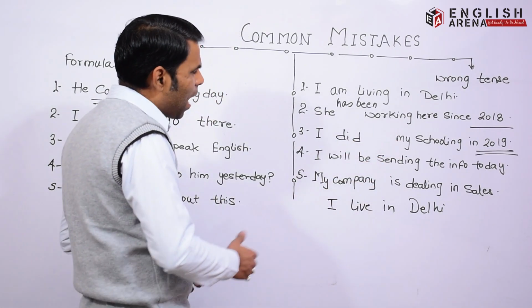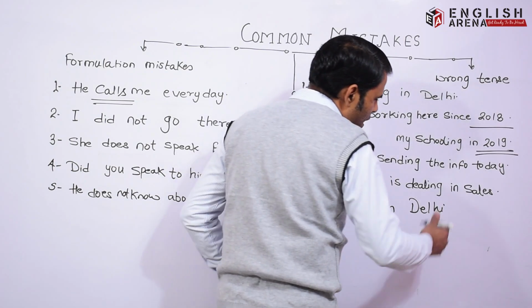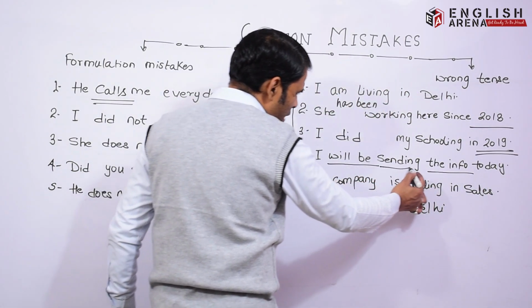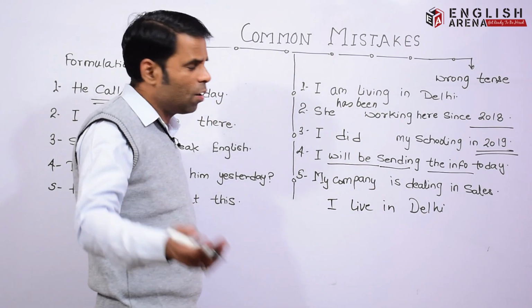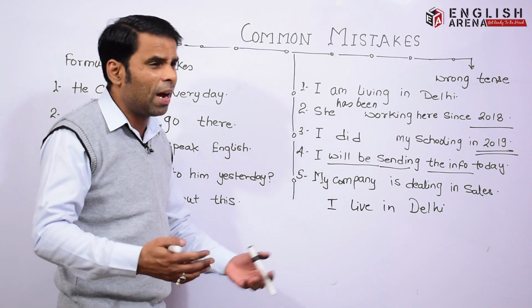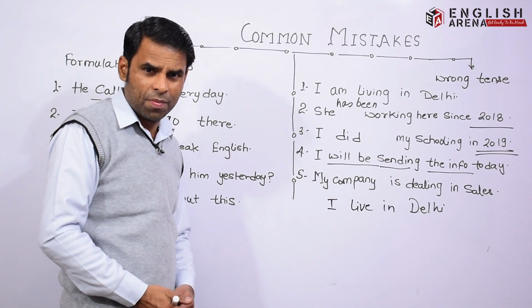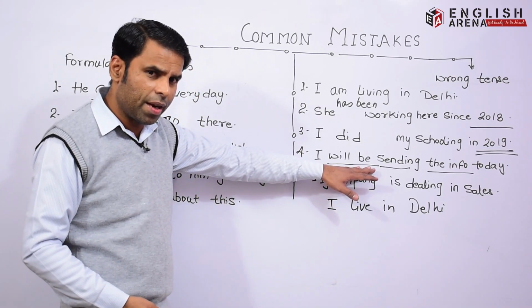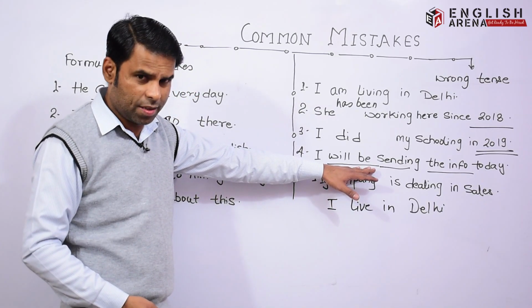Let's go for this one. I will be sending the information today. Why I will be sending? Why future continuous? Simply say I will send you the information today. I'll send you the information today. Why I will be sending you the information today? Incorrect. The right sentence would be future simple. I will send you the information today.